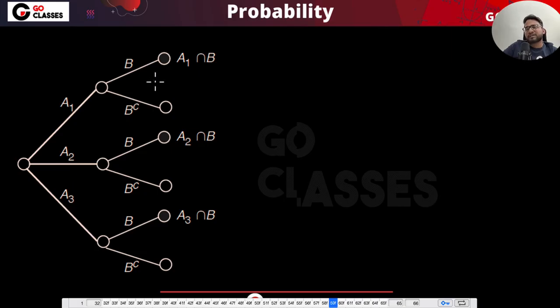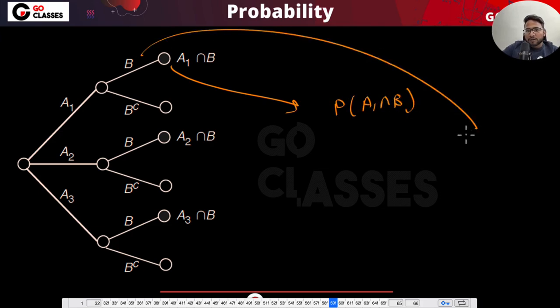There could be any number of possibilities, but this is one of the tree diagrams that you can have. Now here, as I just told you, if I ask what this node probability represents, it will be the probability of A1 intersection B. And what is this probability? Can you just write it down? This will be the probability of B, given that A1 has already occurred. And this, to start with, is the probability of A1, right?